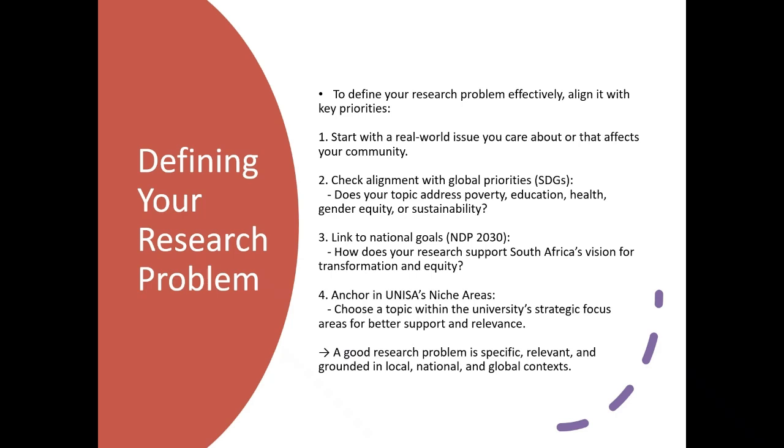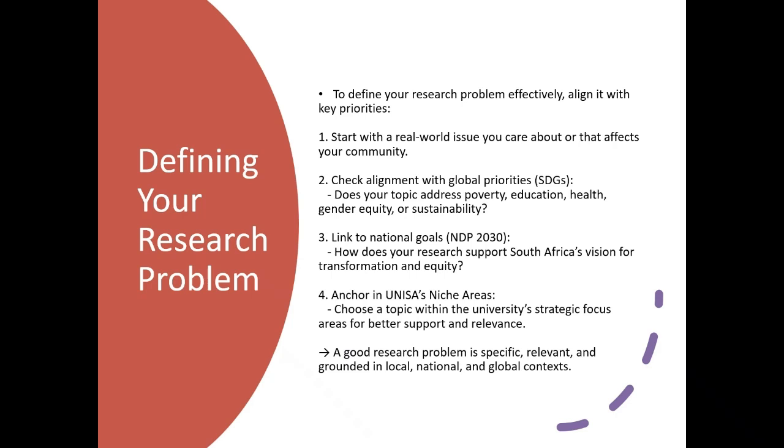But then we need to check the alignment with global priorities and ask yourself the question, does your topic address, for instance, poverty, education, health, gender equality, sustainability? These are not exclusively all of them. You can gather from the very beginning of the presentation that there are many priorities that you could align your research to. But ask yourself the question, does it align with some priority? Then link the national goals, for instance, to your problematizing of that focus area. How does your research, for instance, support South Africa's vision for transformation or equity? Or how does your research link to global priorities? Or to what priority areas does your research link?